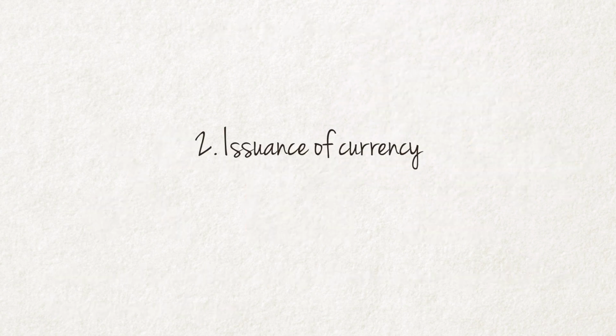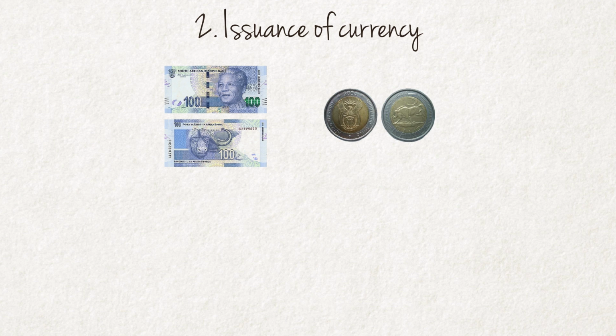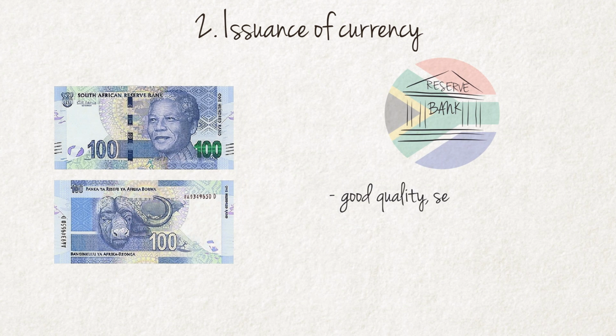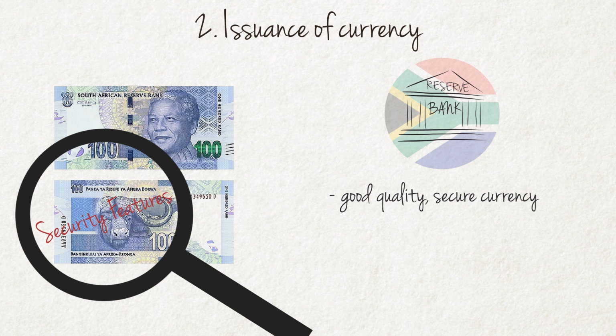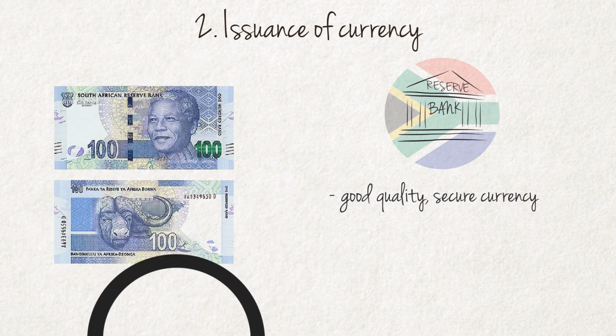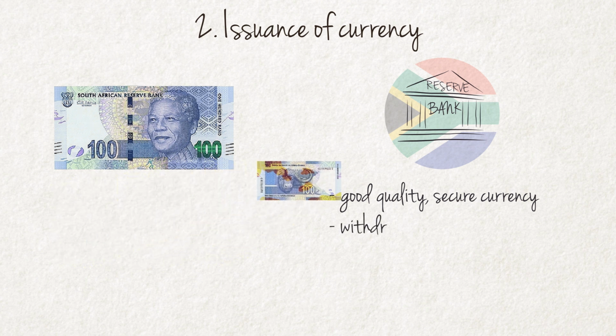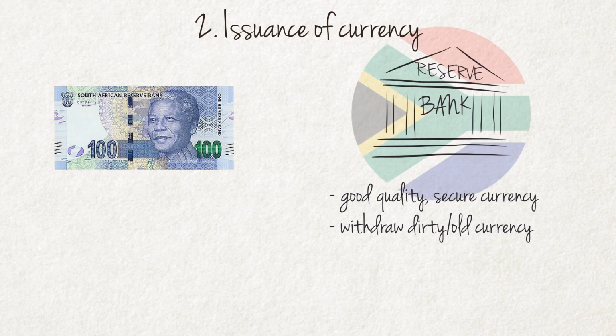Issuance of currency. Currency comprises banknotes and coins used by the public. Banknotes and coins are issued by the South African Reserve Bank and used in transactions by the public. This is an expensive function of the central bank, often not recognized by the public. It is simply assumed that good quality banknotes and coins will be available for commercial transactions. Banknotes are designed and printed with good security features to make forging difficult. After circulation, dirty and torn banknotes must be withdrawn from circulation and these notes must be destroyed.